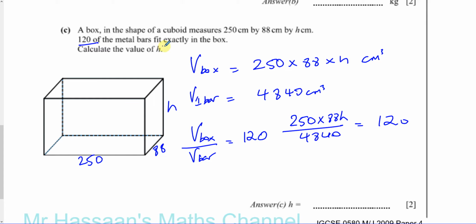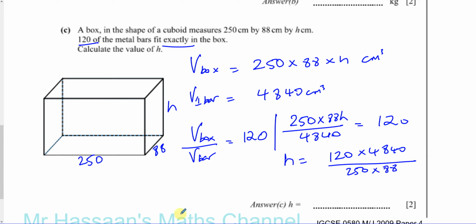That's the key here. If they didn't fit exactly, I wouldn't be able to use this, because there'd be some space left over. But here, there's no space left over, so all the volume of the box is taken up by the bars. That's why you can just divide the volumes to find the number of bars. And we already know the number of bars. There's only one thing missing, which is H. So we can just rearrange this. H is going to be 120 times 4,840 divided by 250 times 88.